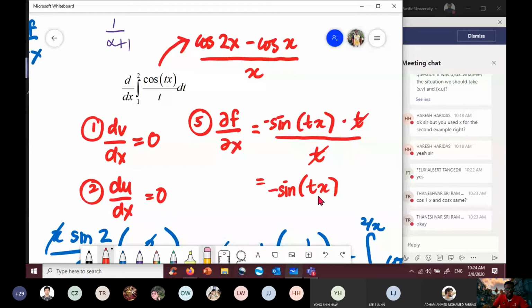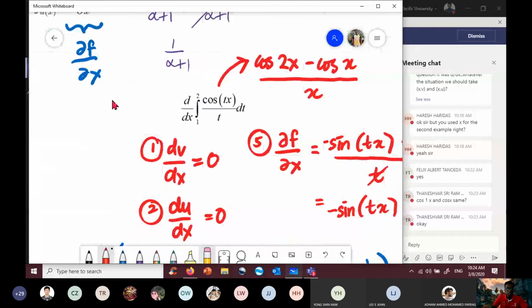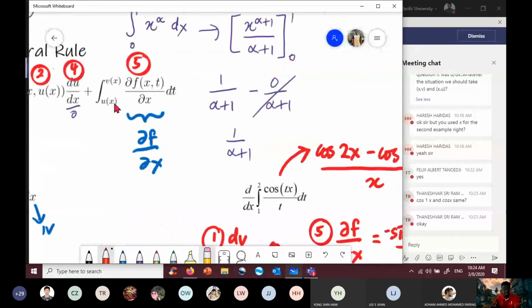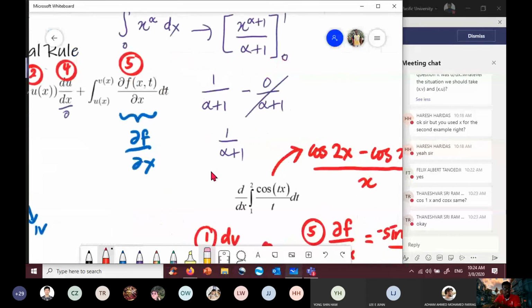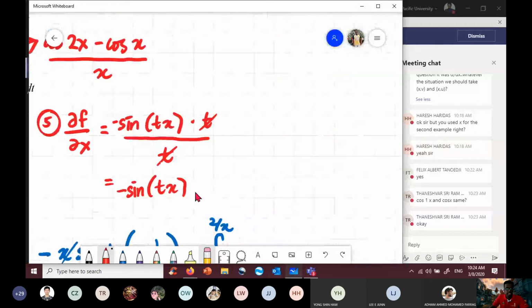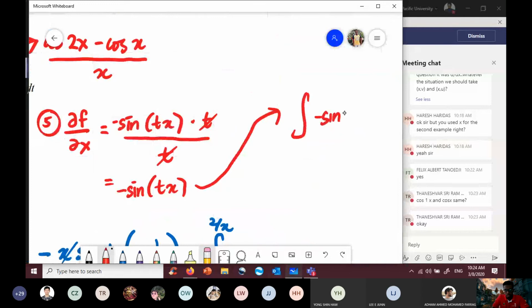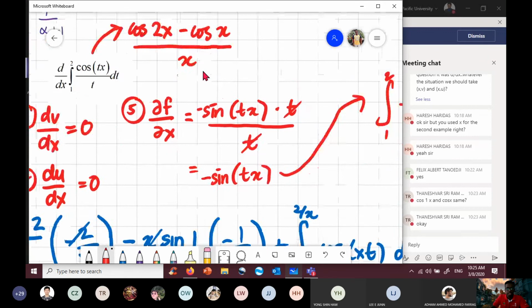So the formula asks us, for the final part, to integrate whatever you just got with respect to the inner variable. So meaning that the whole thing that I just got, I have to integrate with respect to the inner variable. The inner variable was t just now, and the limit was from 1 to 2. Let me check. 1 to 2, correct.